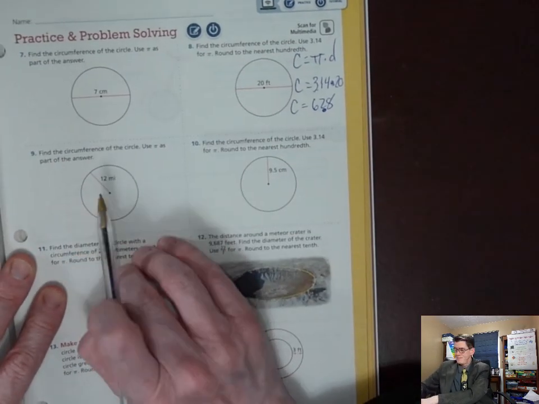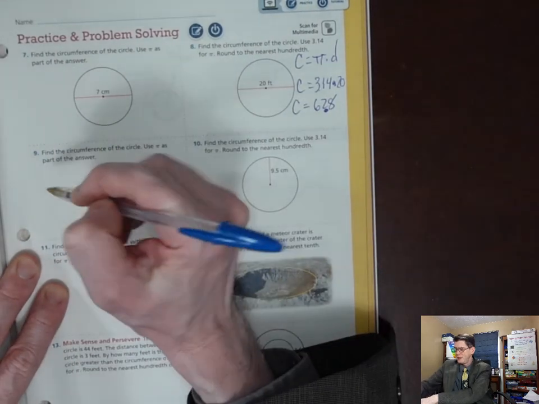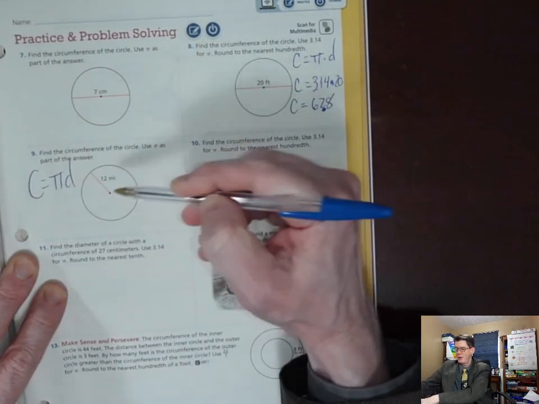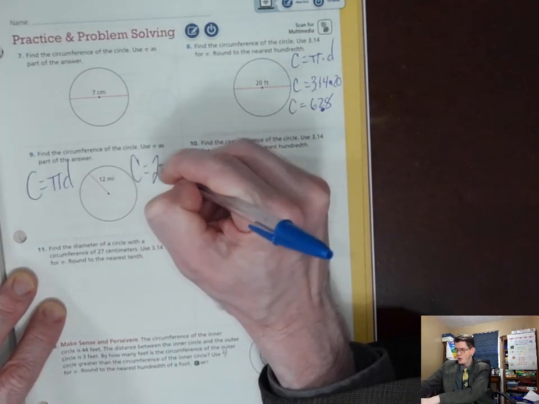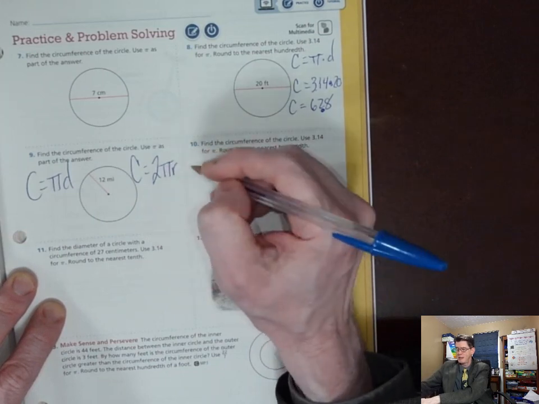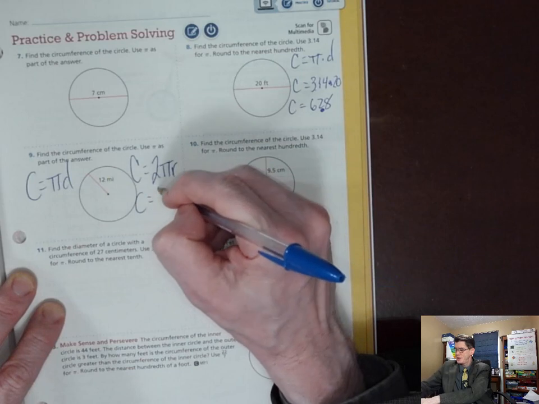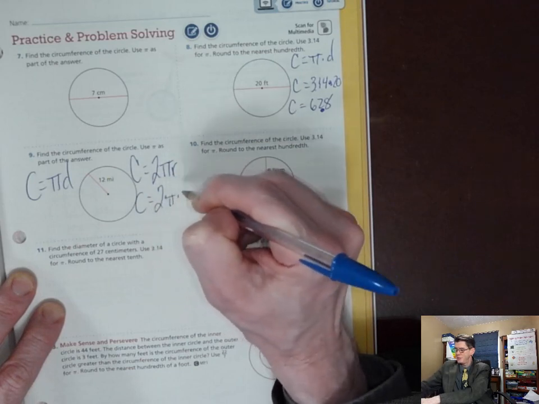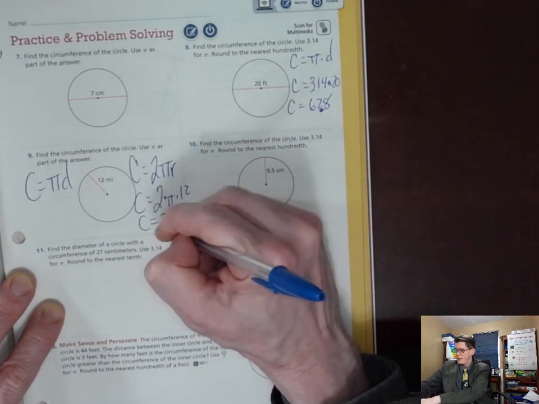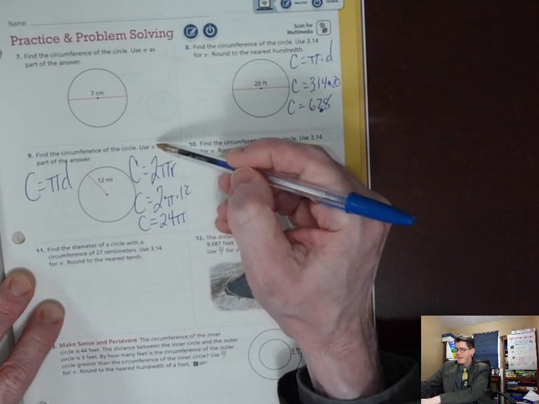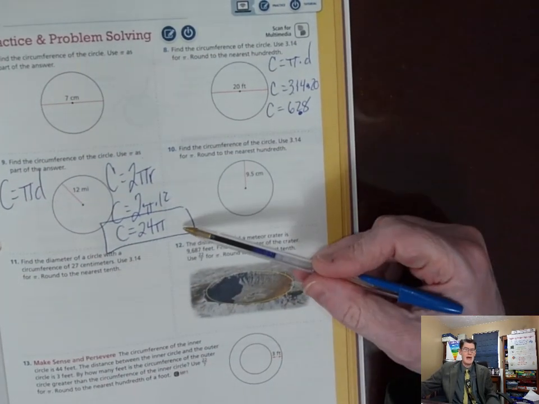On number 9, find the circumference of the circle. Use pi as part of the answer. What do they mean by that? Well, the circumference is pi times the diameter. And here it's the radius. So the circumference equals 2 of the radiuses times pi, or radius times 2 pi. Well, let's see. So if I put 12 in for the radius, the circumference equals 2 times pi times the radius. So the circumference is, let's see, 2 times 12. That's 24 pi. They want pi as part of the answer. They don't even want you to work out the math. They just want you to leave it like that.